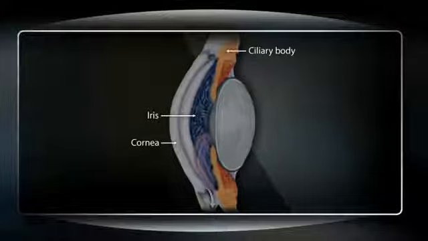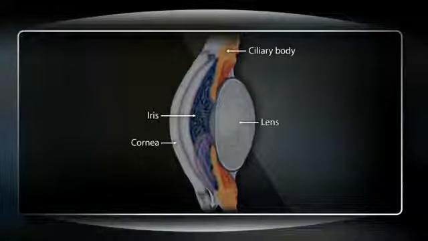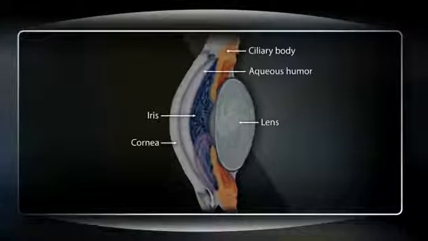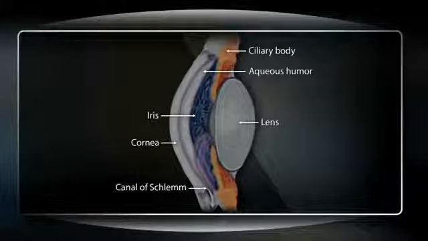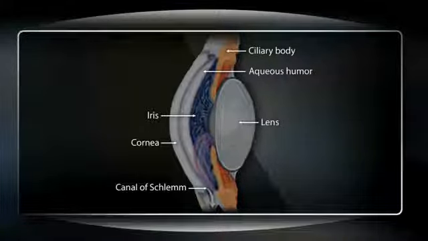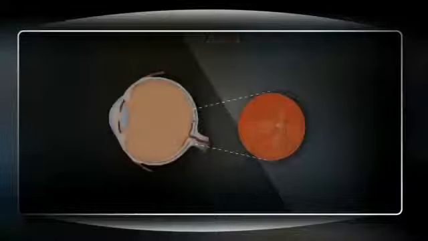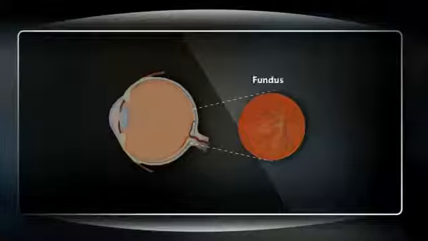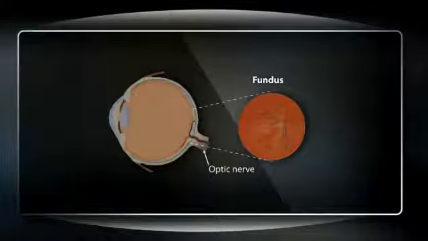Muscles of the ciliary body control the thickness of the lens, allowing the eye to focus on near or distant objects. The ciliary body also produces a clear liquid called aqueous humor, which helps control the pressure inside the eye and drains out through the canal of Schlemm. The posterior part of the eye that is seen through the ophthalmoscope is called the fundus. The optic nerve enters the eyeball posteriorly.